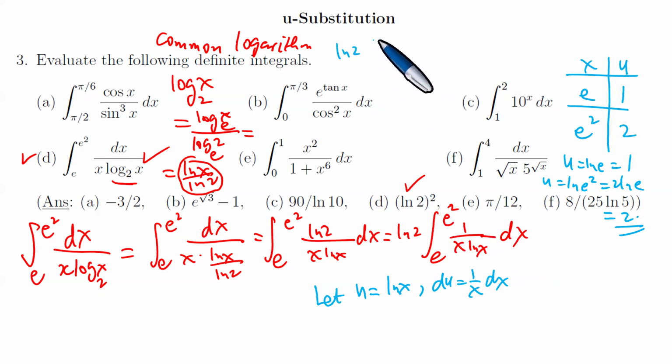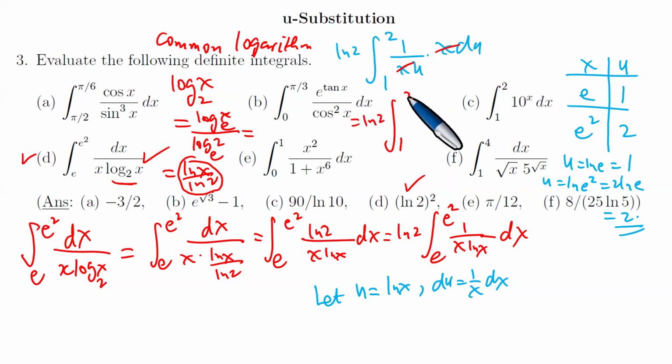Here you have 1 over ln 2 times the integral. So instead of integrating from e to e squared, we're going to integrate from 1 to 2. Moreover, the ln x in the denominator will just be u. What is dx? dx is x du. The x cancels. We have 1 over ln 2 times the integral from 1 to 2 of du over u.